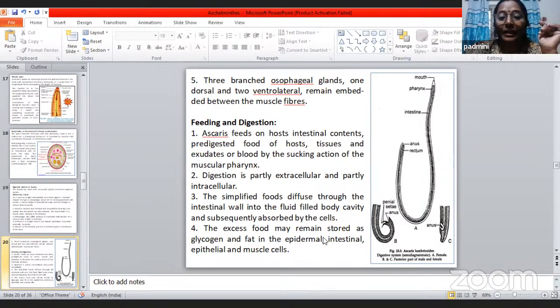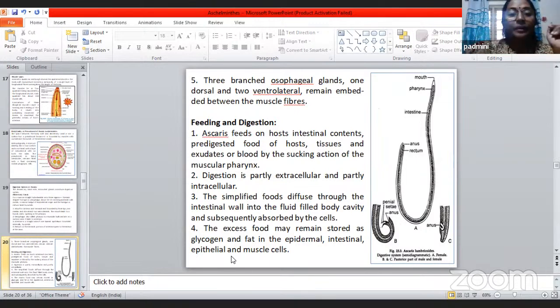Excess food may be stored as glycogen and fat in the epidermal, intestinal, and epithelial, and of course, muscle cells. So the excess food has to be stored in the form of glycogen or fat, which is what happens in humans also. The excess food that we eat, all the carbohydrates are stored as glycogen, and all the oil that we take in is stored as lipids or fat, whatever you call it.